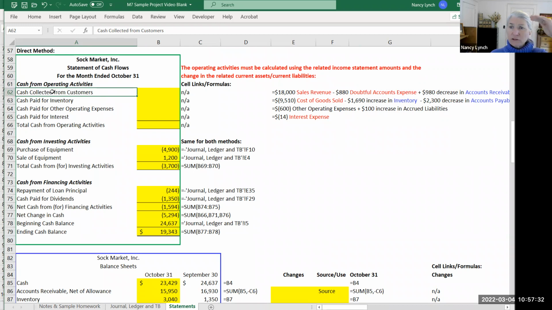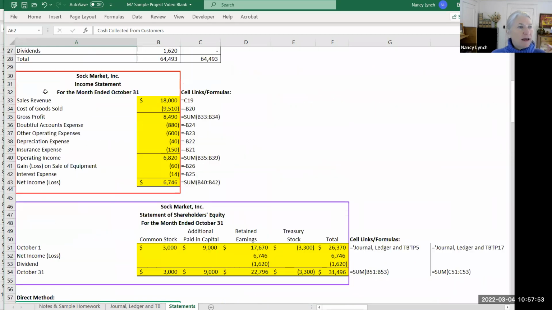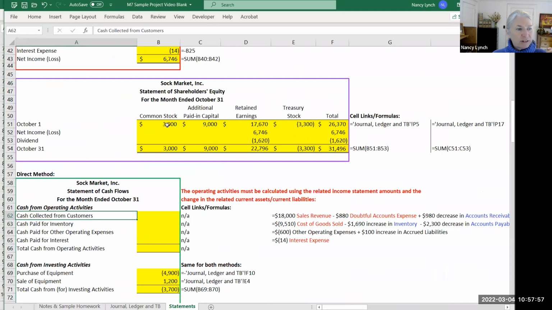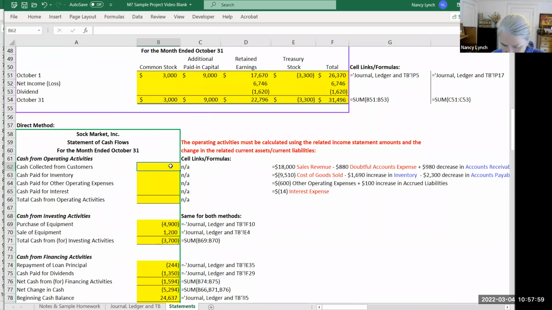Again, the company always starts with your income statement, then looks to the balance sheet for the related current asset or current liability account to see what direction it went in. Did it increase or decrease? Is it a source or a use of cash? And then get our cash on our statement of cash flows related to that income statement line item. Well, cash collected is related to revenue, so I'm going to go and get my sales. So I'm going to pick that up to get my cash collected from customers.